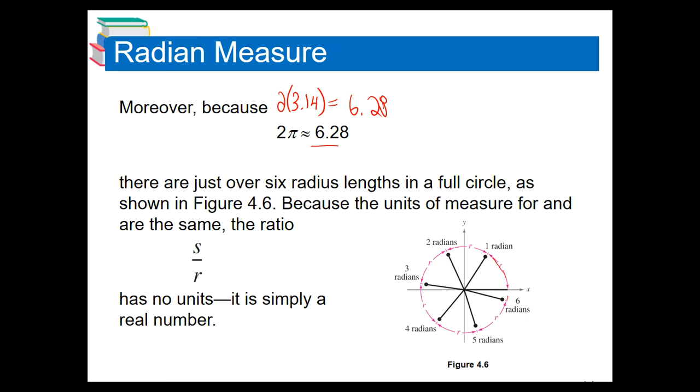Because the units of measure for S and R are the same, the ratio S over R has no units. It's simply a real number. We don't have to name a unit like degrees, where we say 50 degrees or whatever. With radians, it doesn't have a unit because when you take the arc length, say you were measuring that in inches, the radius is in inches. When you divide inches over inches, the inches cancel and we're just left with the number, simply a real number.